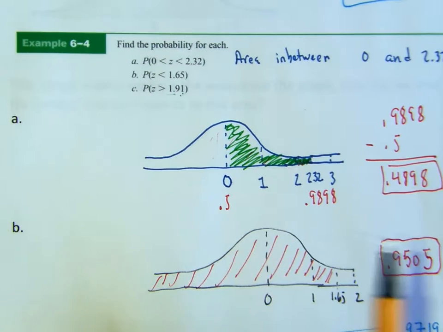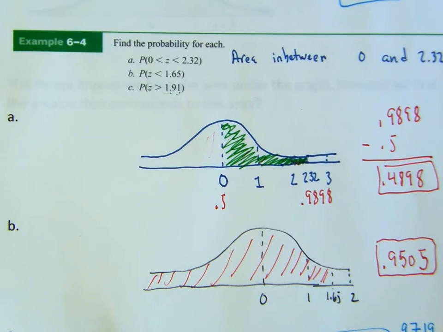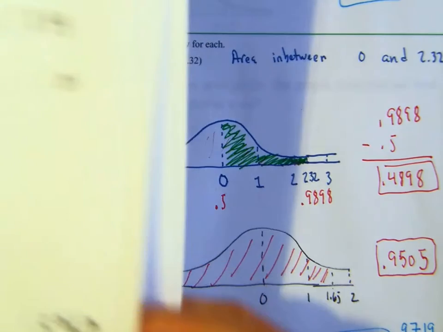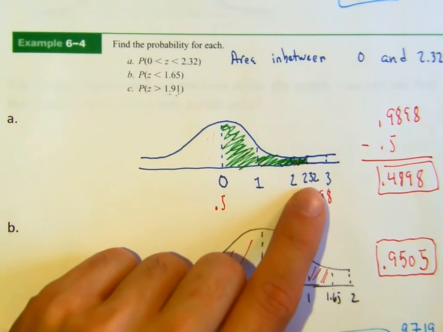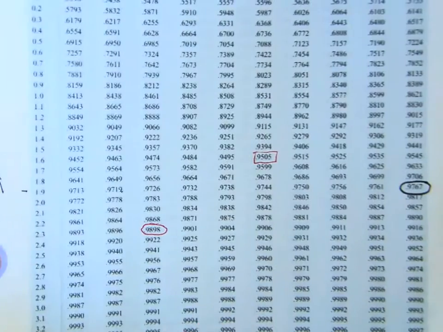And where am I getting these values from? Always remember it's in our, let's see. Let me find the correct one. Yeah, here. What is the area to the left of 2.32? How do we find it? We just go to, let me zoom out.